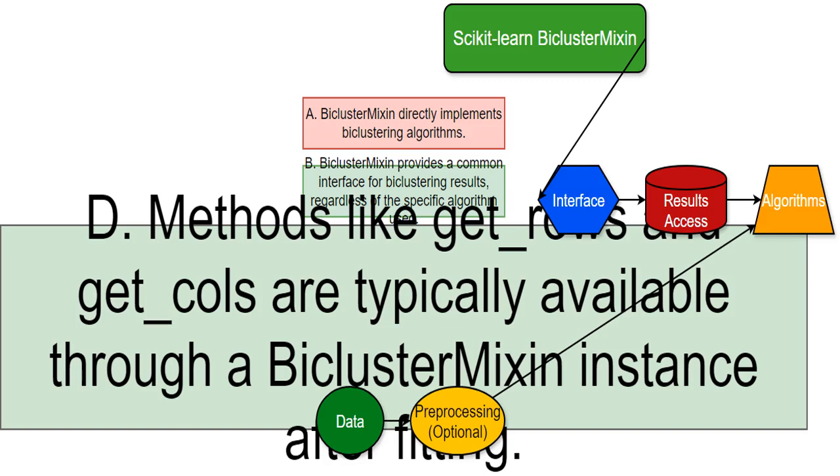This is correct. After a biclustering algorithm, which uses BiclusterMixin, has run, you can use methods like get_rows and get_cols to conveniently extract the rows and columns that make up the identified biclusters. These methods provide easy access to the results. It's like having a handy way to access the different parts of your toolbox. It makes life much easier.